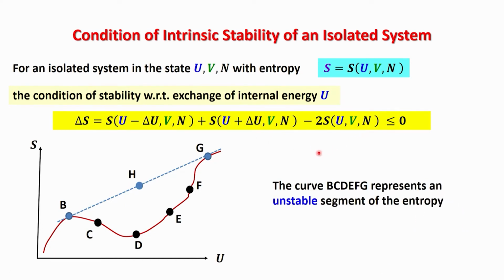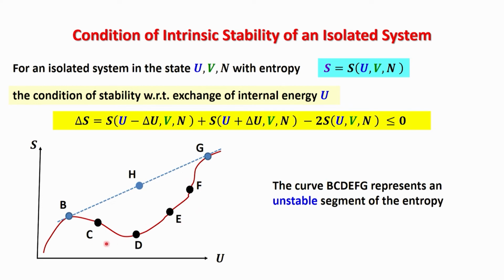One way is if you know the fundamental equation of the system, where you know the functional dependence of S on U, it is very simple. You plot U along the x axis, S along the y axis, and then you look for a pair of points B and G, and you see that the entropy curve lies below this line. This is the situation where we have seen that the system will be unstable. Therefore, this is an unstable segment of entropy between B and G.